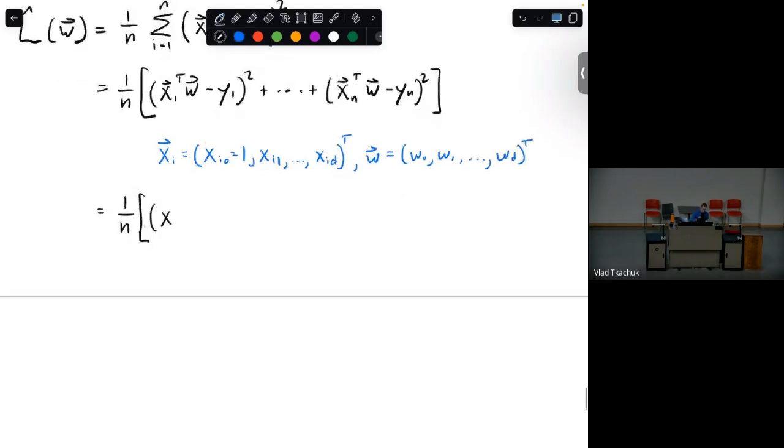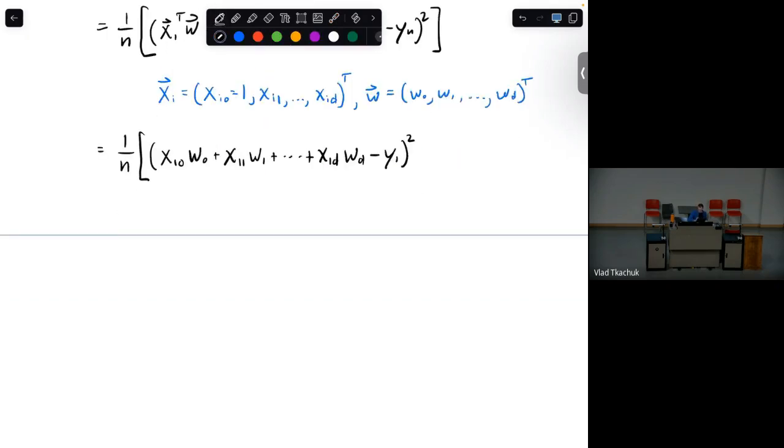Now I'm just going to plug this in and then expand the dot product. So what we get is x1,0 times w0 plus x1,1 times w1 all the way up to x1d times wd. Oh, and then we subtract y1. And then we square the whole thing. Okay, so that's this first term. And then we have n of these terms. So I'm going to do plus dot dot dot, and then I write the nth term here.